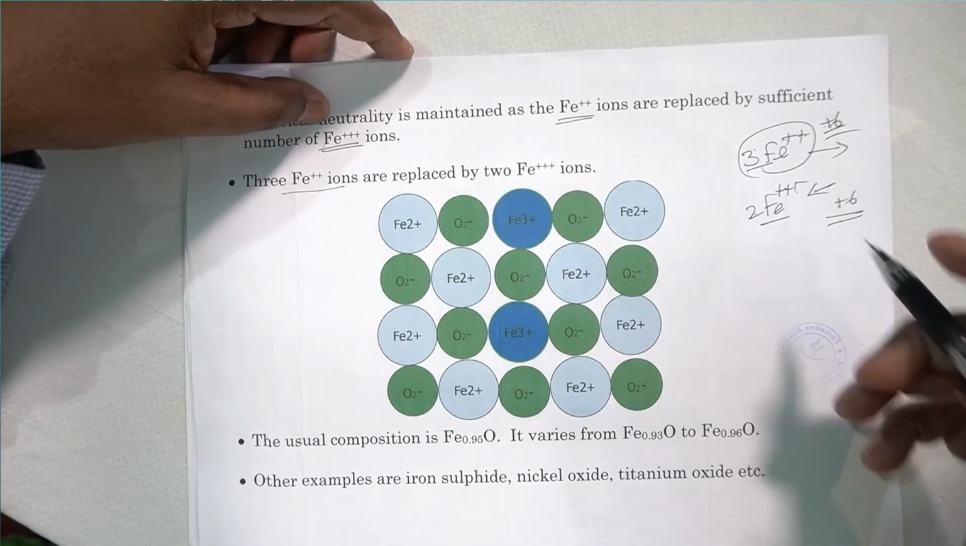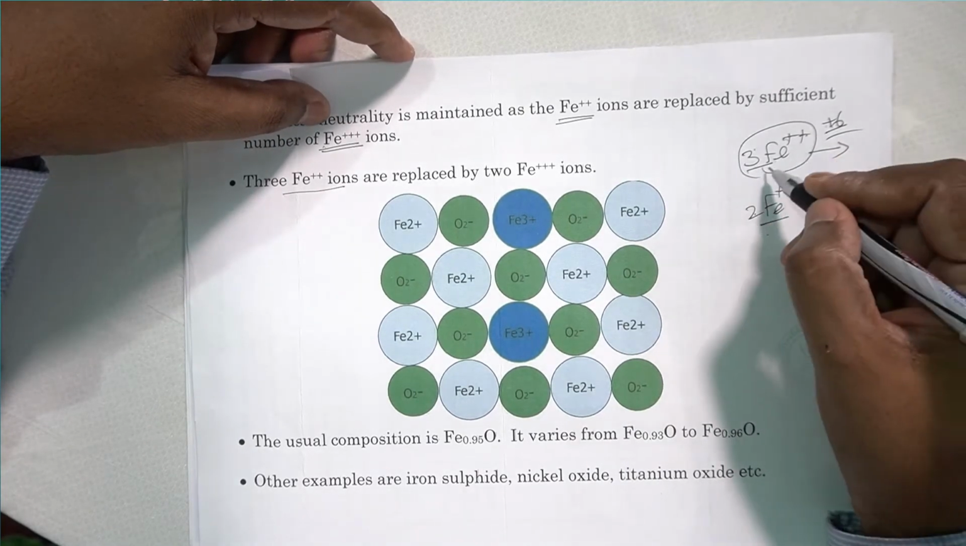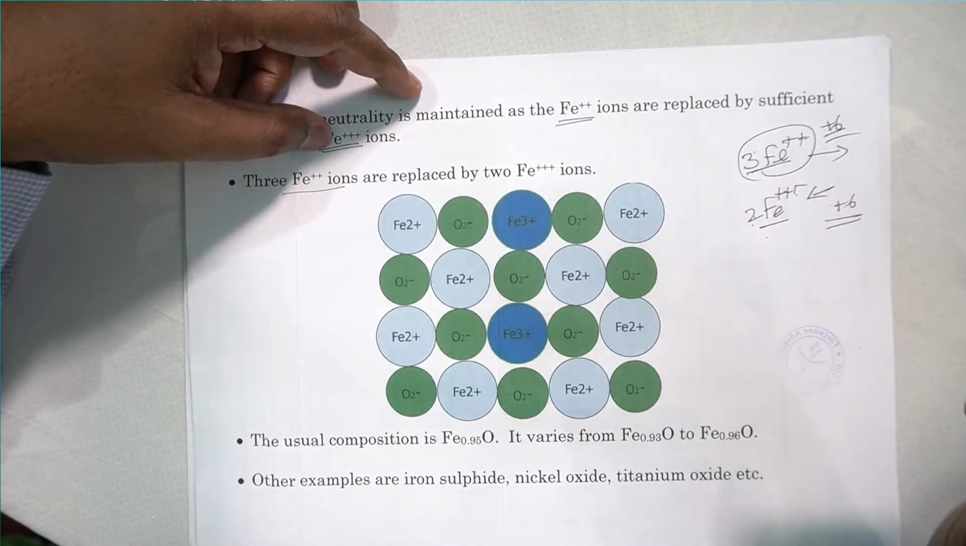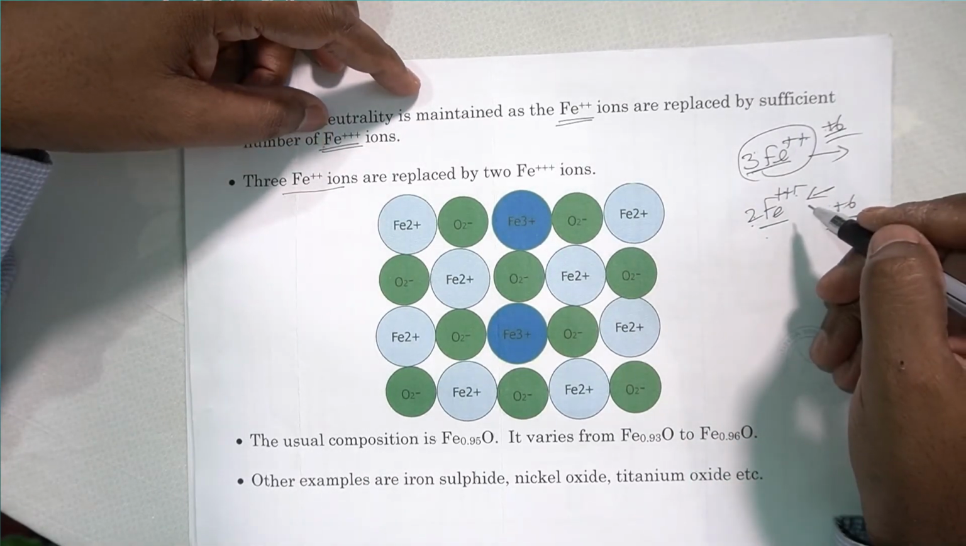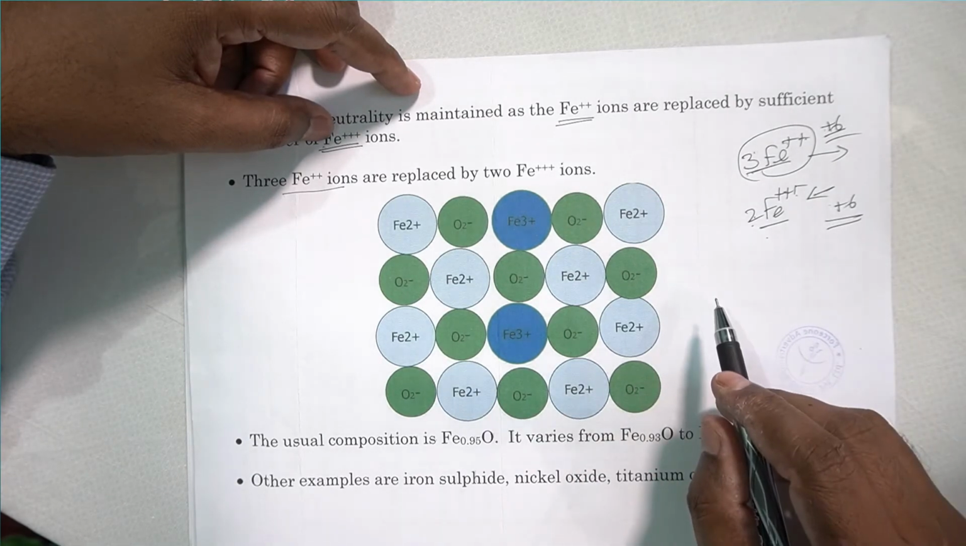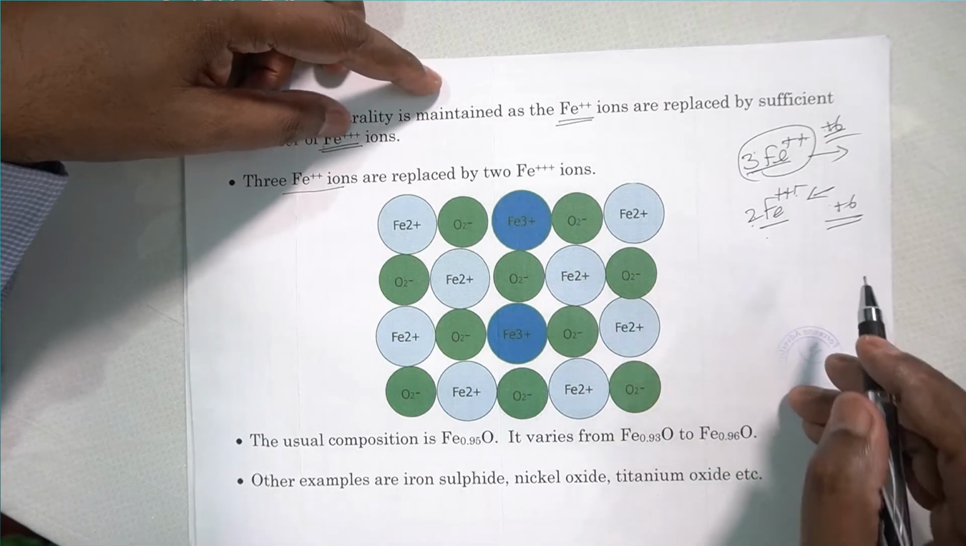At the same time, the number of atoms is decreasing. 3 Fe atoms leave and 2 Fe atoms come, so there is one vacancy created. One Fe atom is not there, it is missing. So there is a metal deficiency caused. The crystal has this defect.